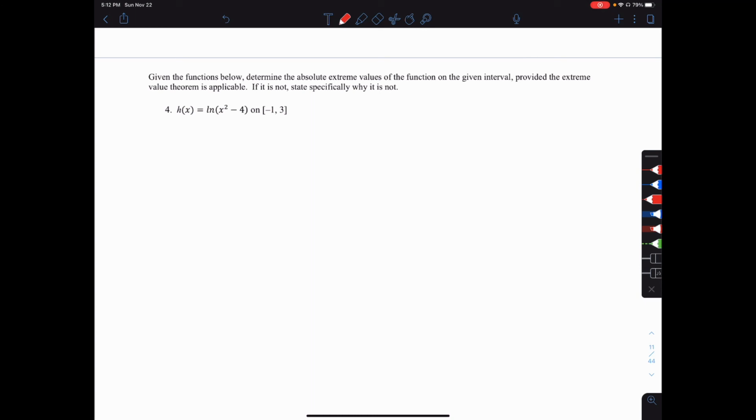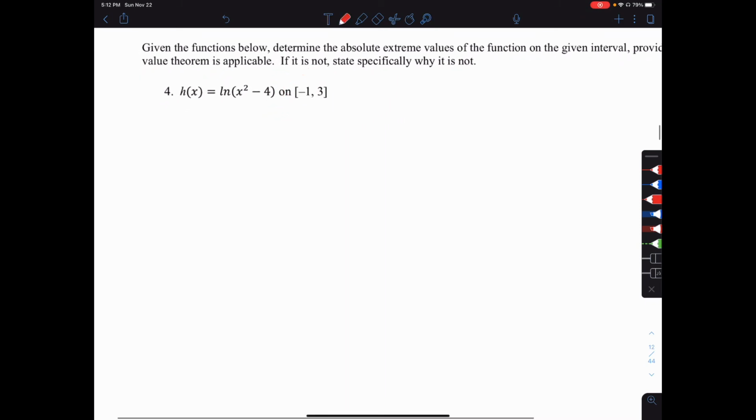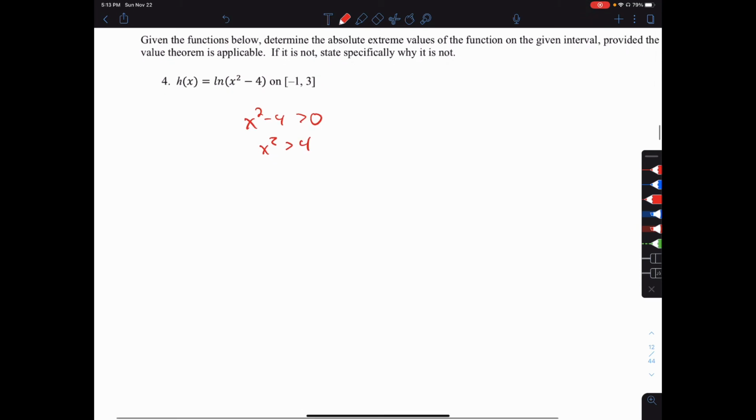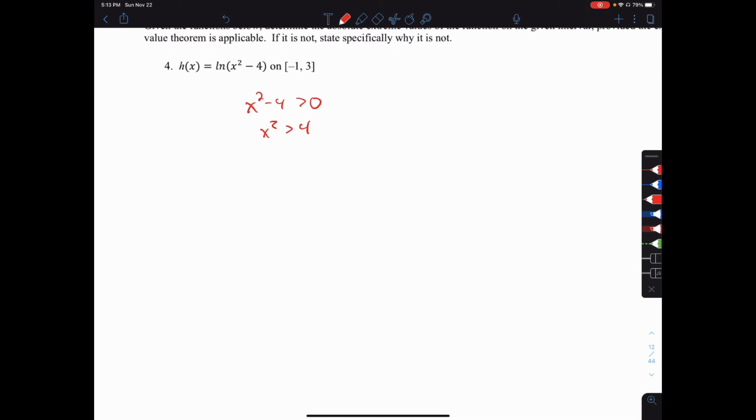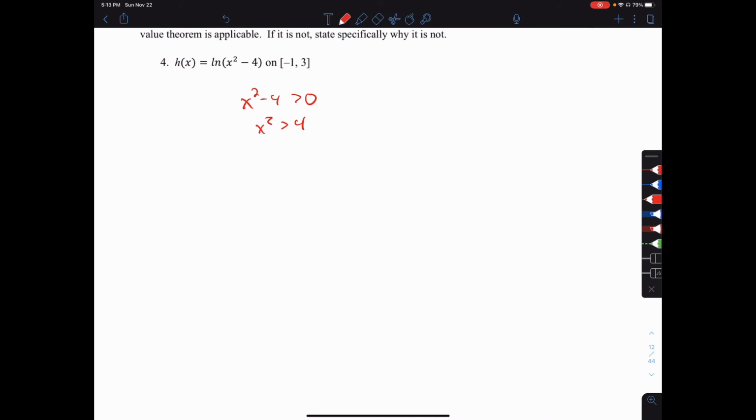All right, so is this continuous on this closed interval? Well, the argument has to be greater than 0. If we add 4 to both sides, we're going to get x squared is greater than 4. Now, you can't just square root both sides. You have to use a sign diagram to figure this out.